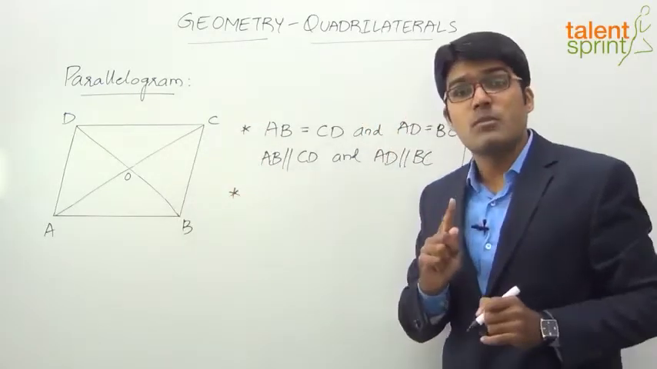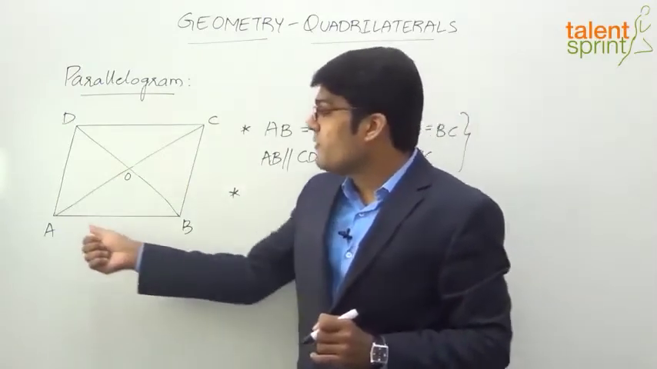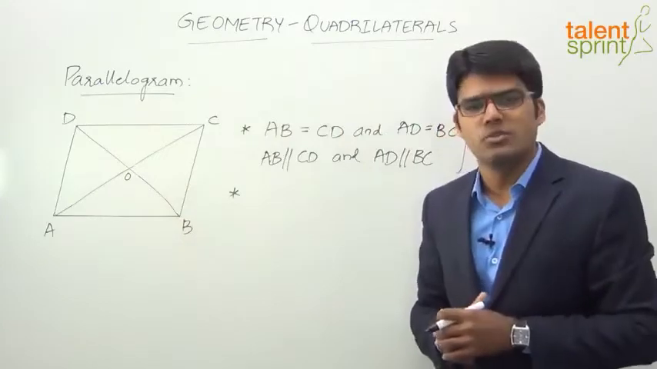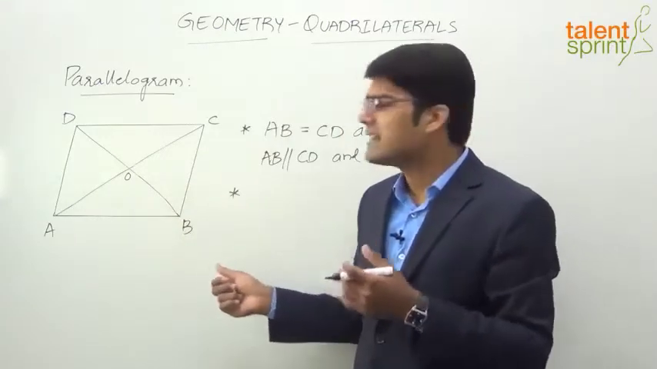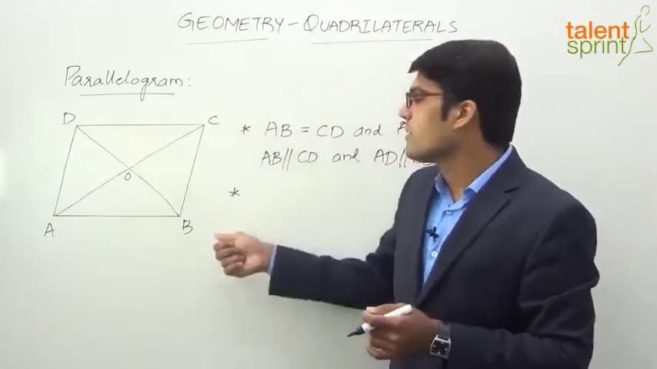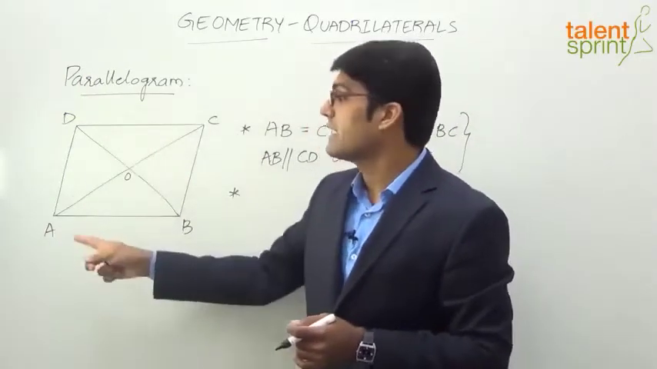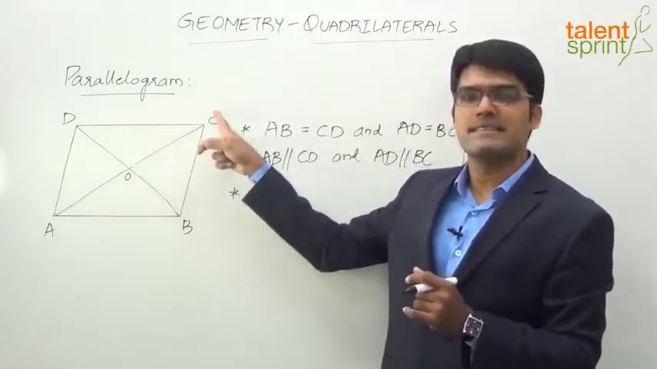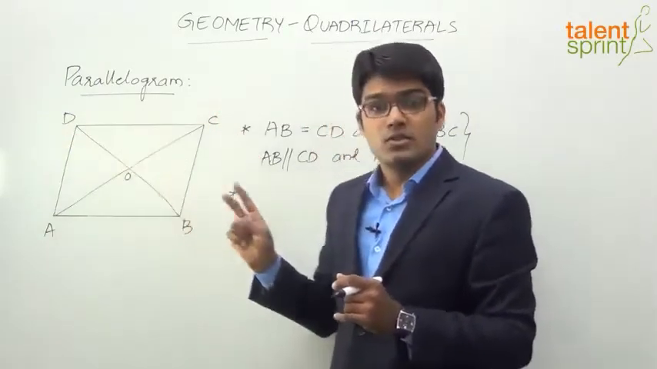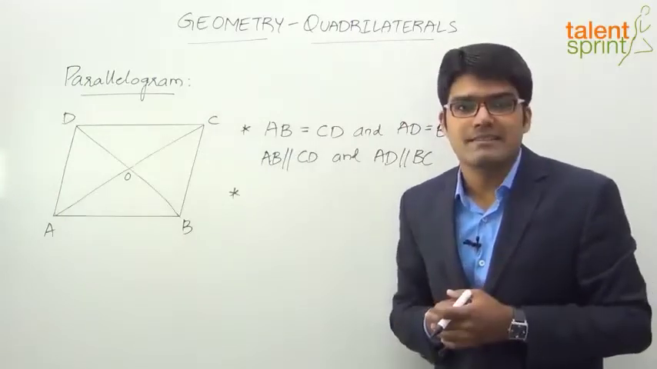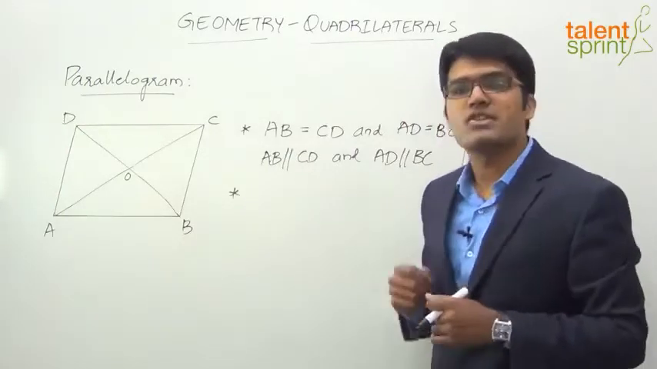The first important point here is that the sum of any two adjacent angles in a parallelogram will be equal to 180 degrees. You take any two adjacent angles. What are adjacent angles here? Angle A and angle B, or B and C, C and D, and D and A. Adjacent angles. What are opposite angles? Angle A and angle C, and angle B and angle D. So the point that I'm trying to make here is that the sum of any two adjacent angles is always 180 degrees in case of a parallelogram.